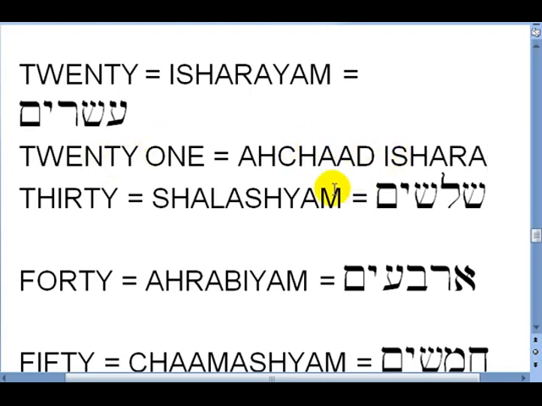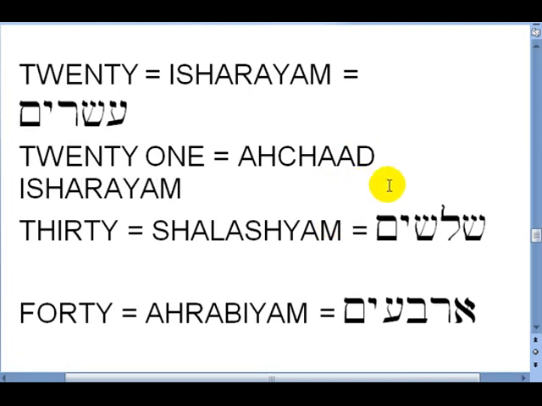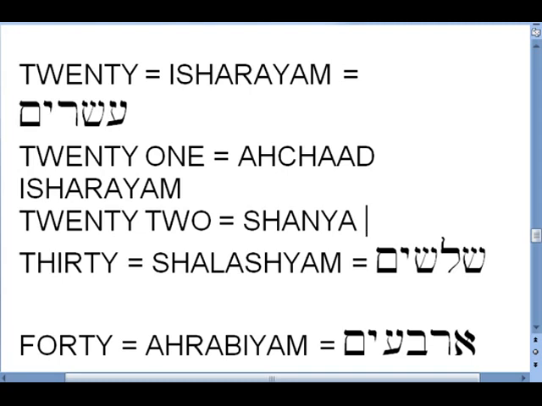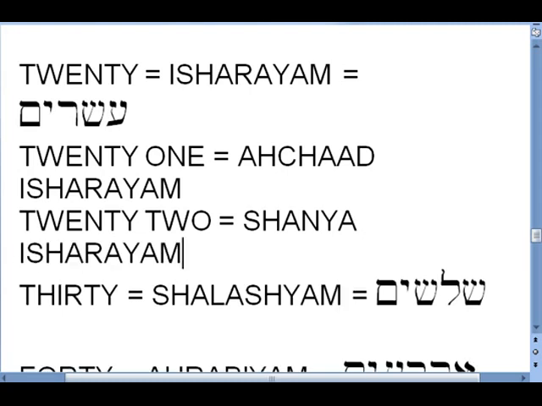I'm sorry, Aisharayum. Why? Because Akkad is number 1 and Aisharayum is 20, as you see there. So Akkad Aisharayum is 21. The next one would be what? 22. Right? Now 22 would be Shanya Aisharayum. Okay? Because all you're doing is you add in the number 1, and then the 20, which makes it 21. The number 2, alright, 22 Aisharayum.